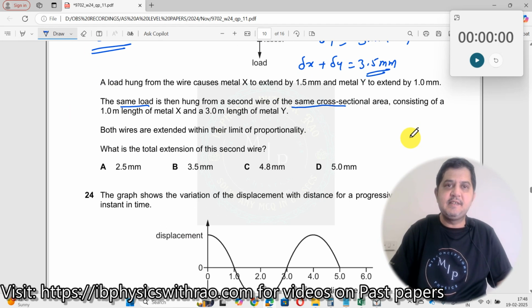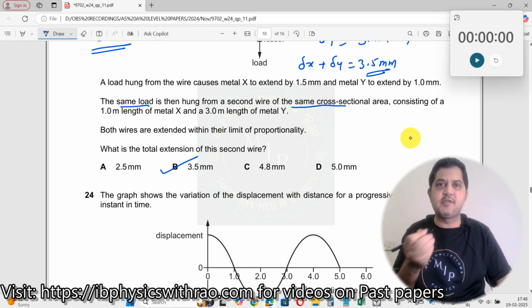Okay. So answer is B. Not many complex calculations. It's quite easy.